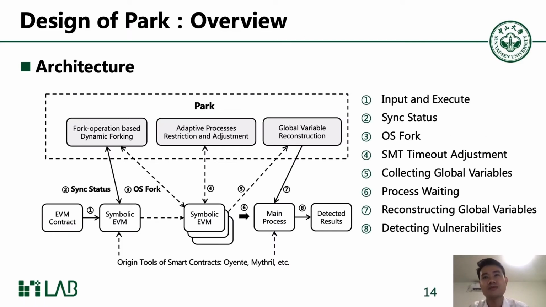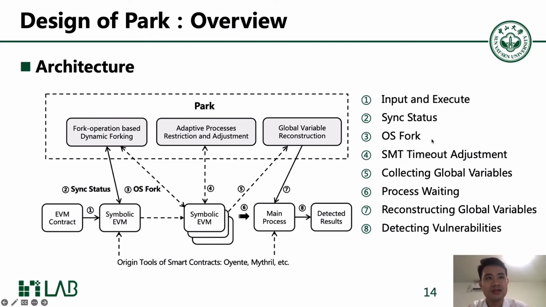Based on the above modules in PARC, the steps are described as follows. First, the EVM contract is input into the symbolic EVM, and then the symbolic EVM executes the contract. After that, the symbolic EVM will synchronize its status to the forking manager, just this module. With the decision made by PARC, the forking manager will call the operating system to fork the process if needed. After that, it returns the branches that they should go next to the symbolic EVM.